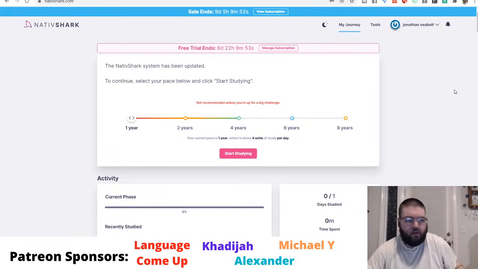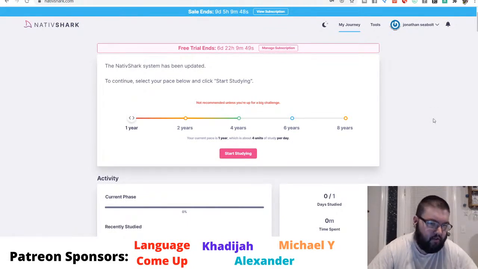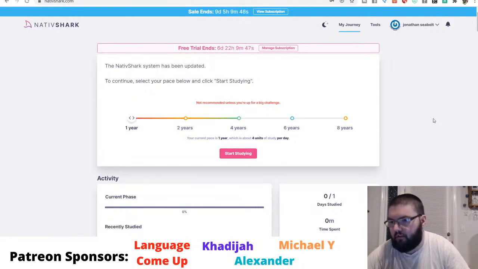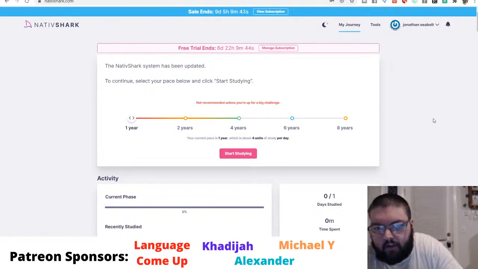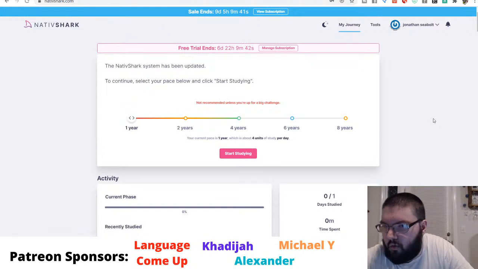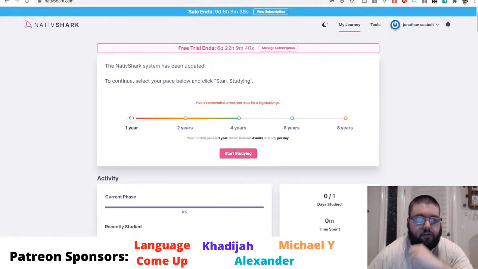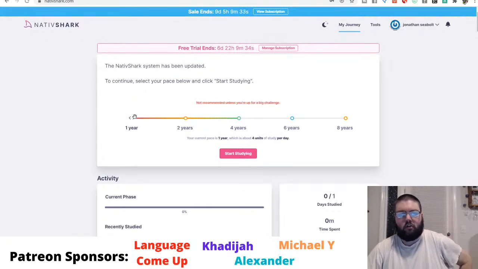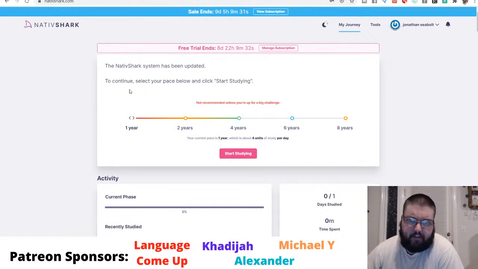Okay, so let's kind of look around here and see. Obviously, the core point of this is to learn Japanese. But obviously with anything, I want to check out the interface and kind of see. So I set the thing at 1 year, as I mentioned, just because I want to learn Japanese. And I feel like a lot of this stuff in the beginning is stuff that I'm going to already know. So, all right, now manage subscription.